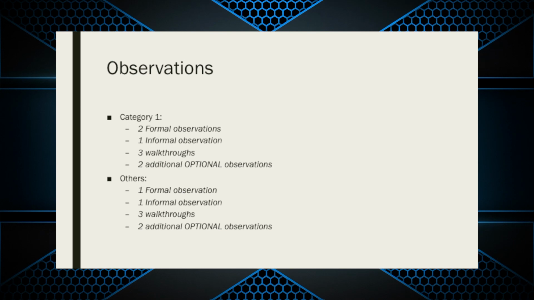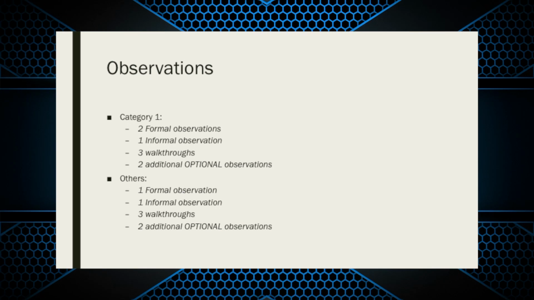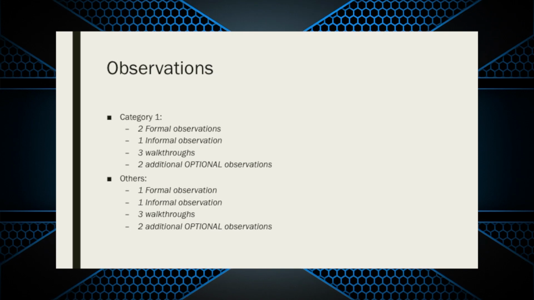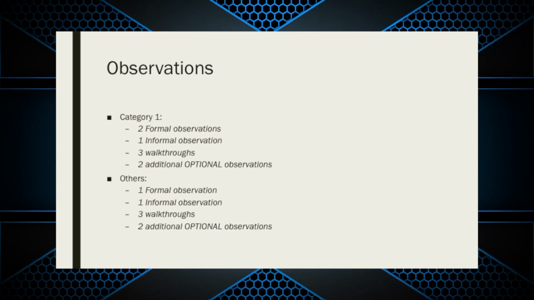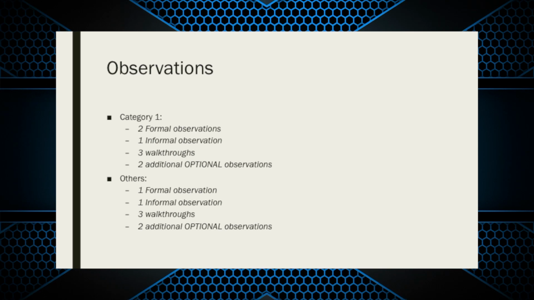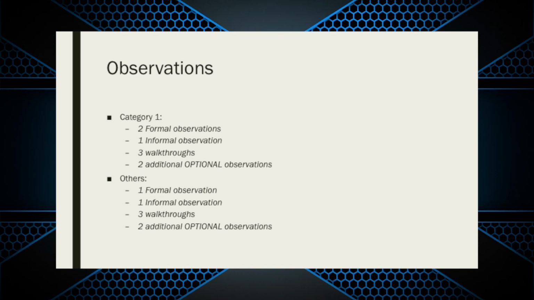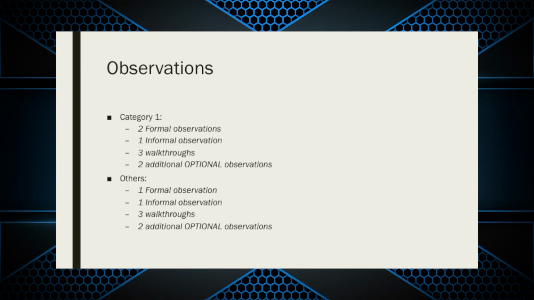Our observations are broken into several categories. In Category 1, we have teachers who are new to the district, new to the profession, or teachers who have had a break in service and have recently returned either to this district or from another district to this district. Those Category 1 teachers require more observations in state statute. In Marion, those teachers will receive 3 walkthroughs, 1 informal observation and 2 formal observations.